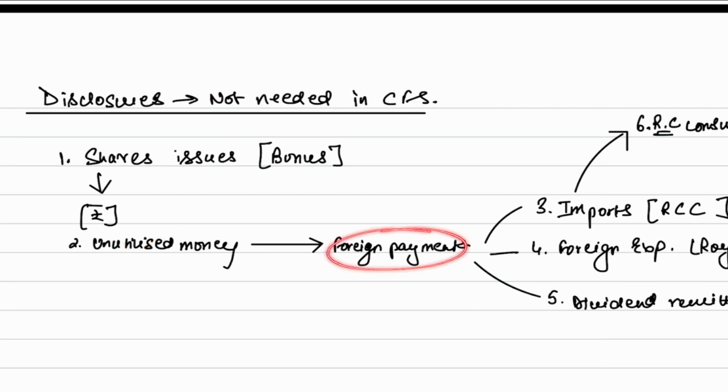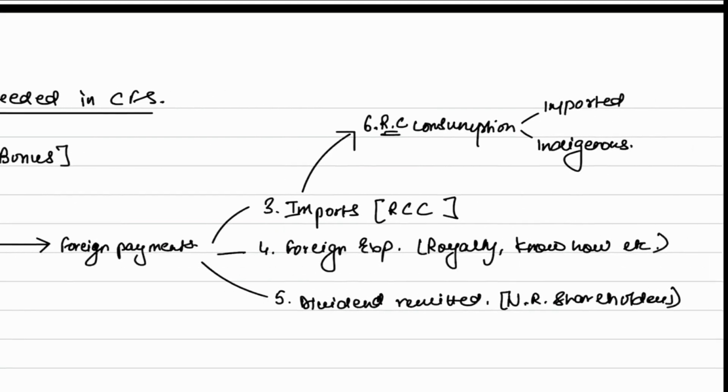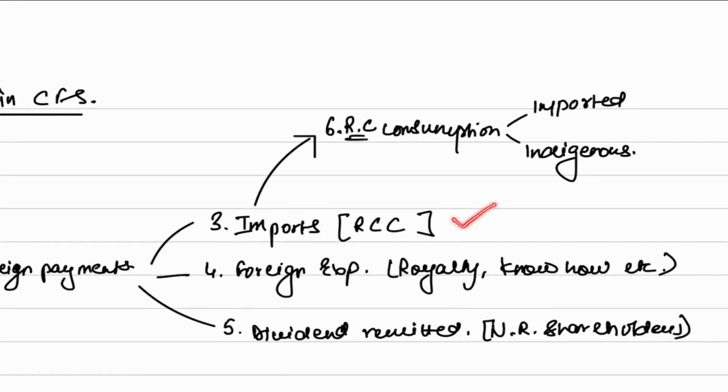Then talk about the foreign payments. Out of the unutilized money, you did some foreign payments. Three types of payments you did: material, services, and whatever was left was given as dividend. So imports of RCC, raw material, components, and capital goods. Foreign expenditure on royalty, know-how, etc. And whatever was left was given as dividend remitted to the non-resident shareholder. Are these 3 points covered?